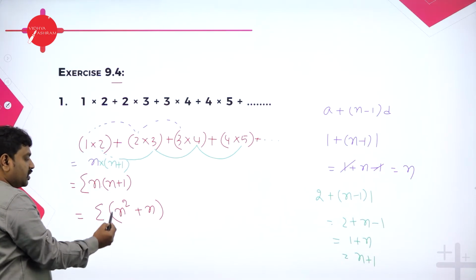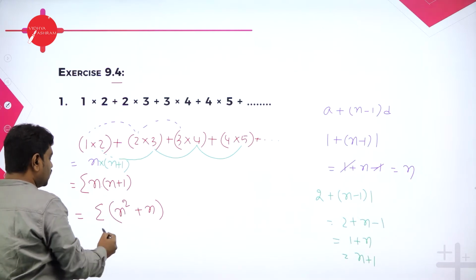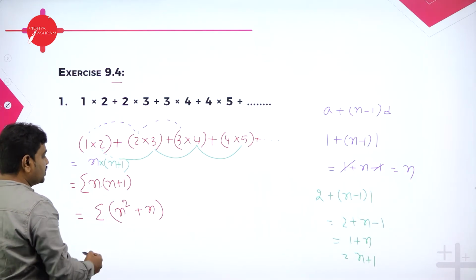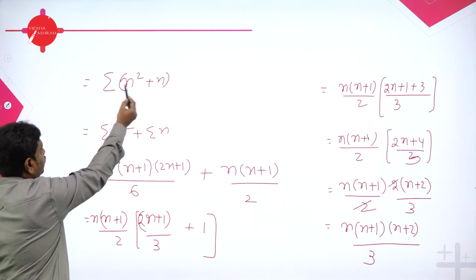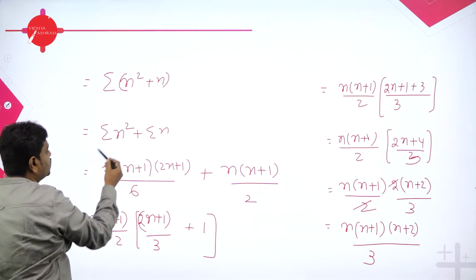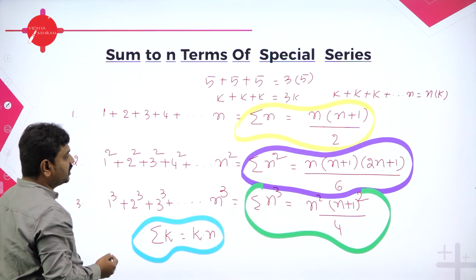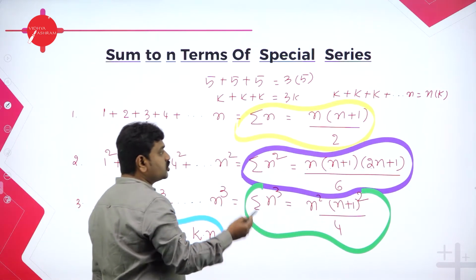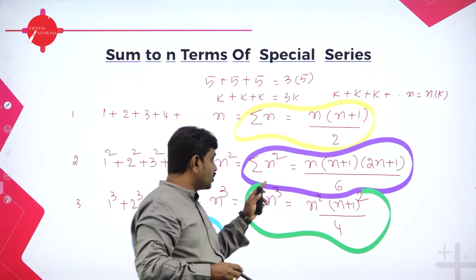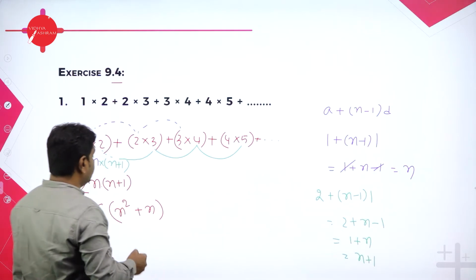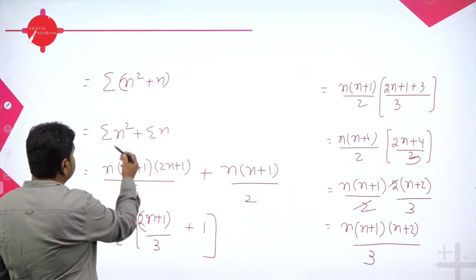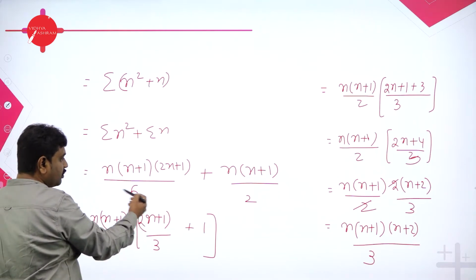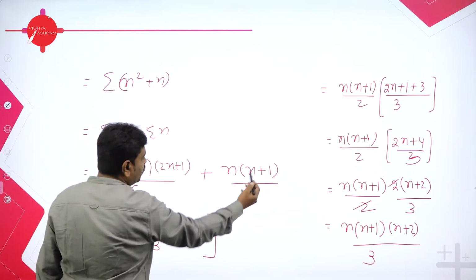So now multiply. N into n is n square. N into 1 is n. Now sigma means summation, so apply summation. So sigma n square plus sigma n. The sigma n square formula I told you in the beginning of the class. What is sigma n square? N into n plus 1 into 2n plus 1 by 6. So you should remember sigma n square, sigma n cube. So now we apply that. Sigma n square is n into n plus 1 into 2n plus 1 by 6, plus sigma n is n into n plus 1 by 2.